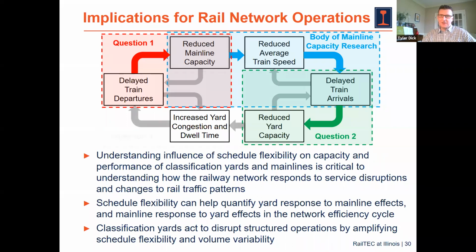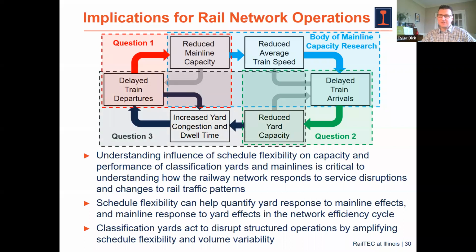Our second line of research looked at the impact of the train arrivals on the yard, and then we tried to follow that looking at the propagation of these disruptions through the yard. We've tried to get a more holistic picture of what's going on and documenting all the different components of this network efficiency cycle. And we feel this is very critical to understanding the overall performance of the railway network and how it responds to service disruptions and changes in rail traffic patterns.